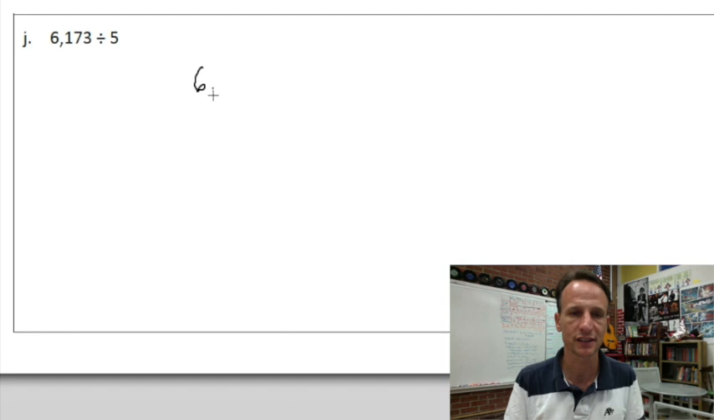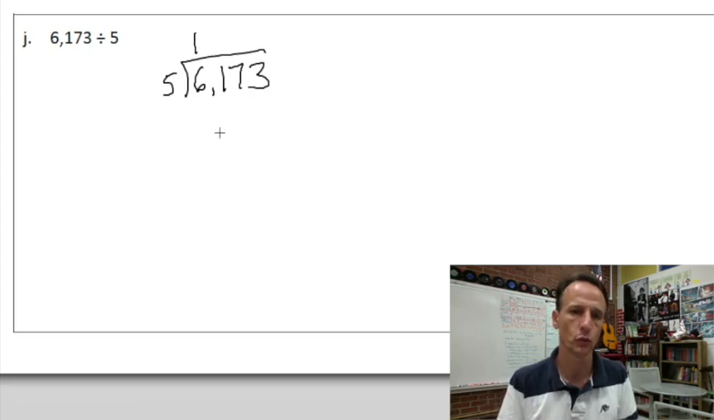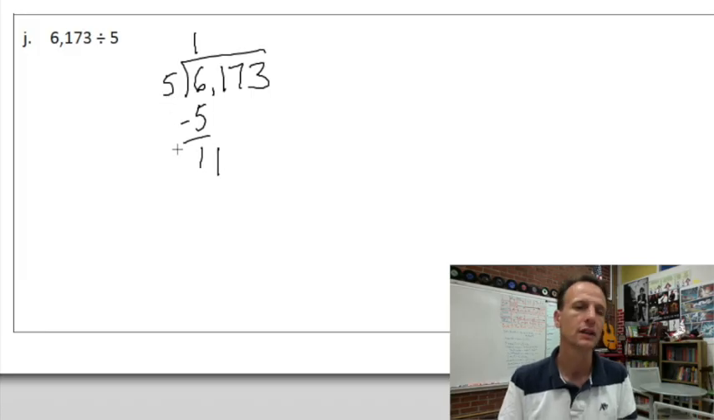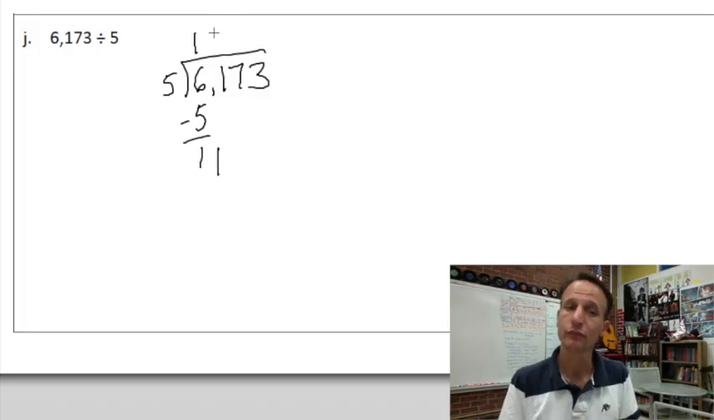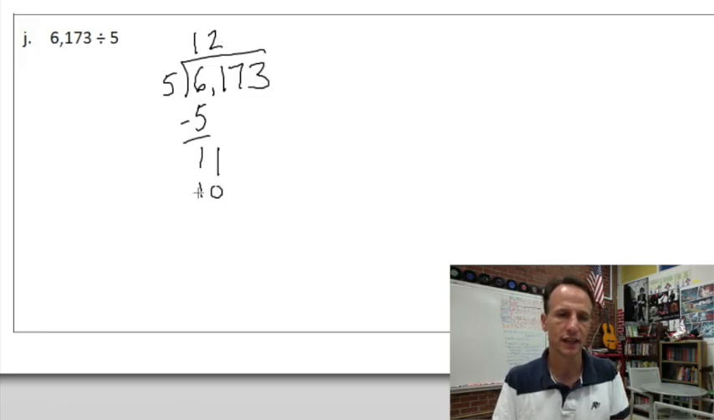So we have 6,173, again, divided by 5. So let's do it. How many 5s in 6? Yes, there is 1 5 in 6 because 1 times 5 is 5. We subtract, we are left with 1,000, but we still have 100s to divide next. So 11 100s. How many 5s in 11? Yeah, that's right. 2. 5s are so easy to work with. Isn't that great? Because 2 times 5 is 10.